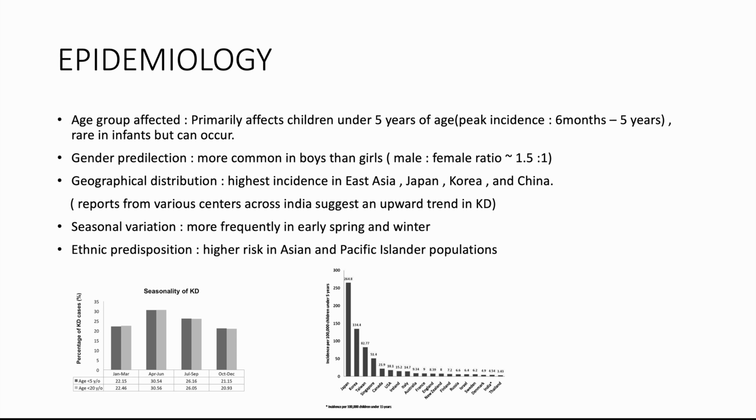Coming to the epidemiology, Kawasaki disease primarily affects children under 5 years of age, with a peak incidence between 6 months and 5 years. It is more common in boys than girls. The highest incidence is seen in East Asian countries such as Japan, Korea, and China. Seasonal variation is noted, with higher incidence in the winter and early spring.